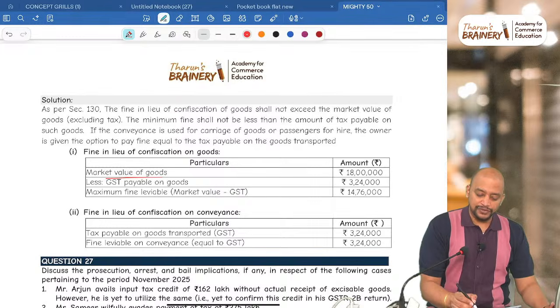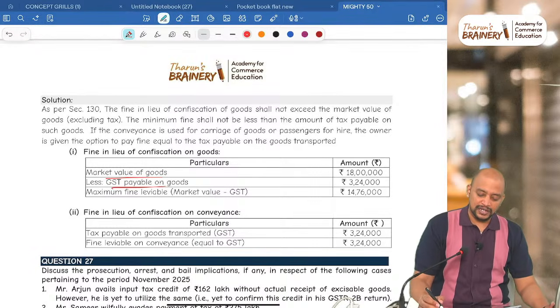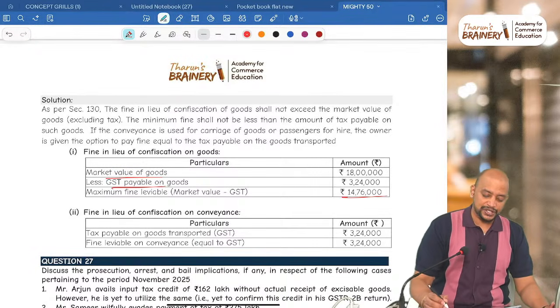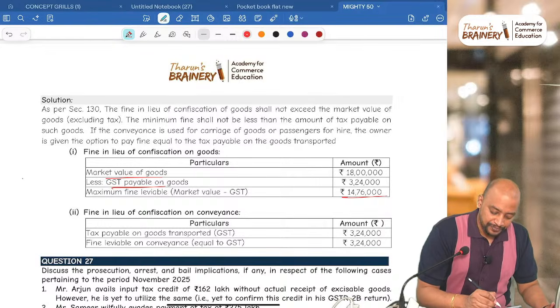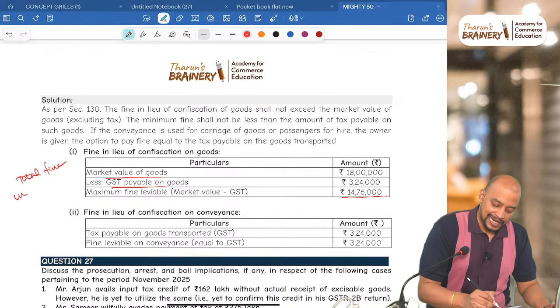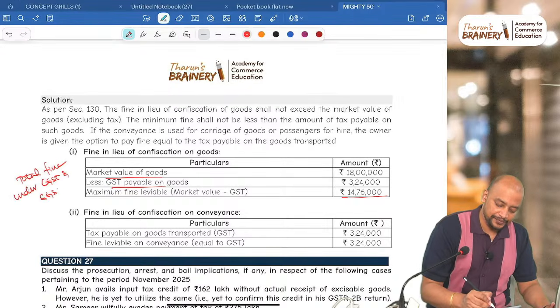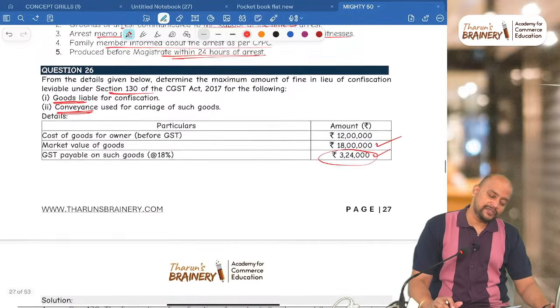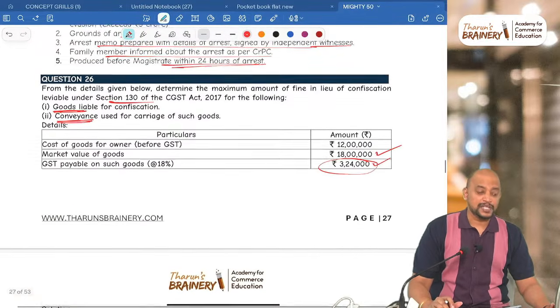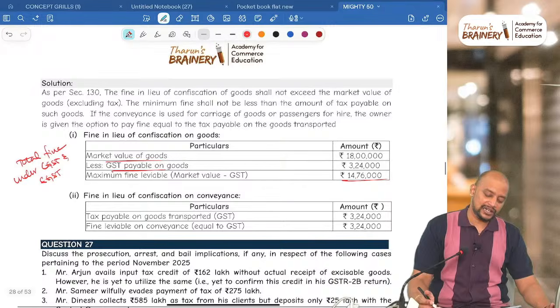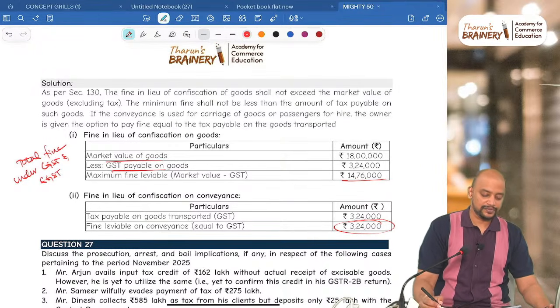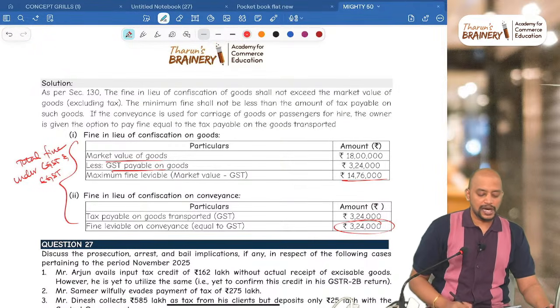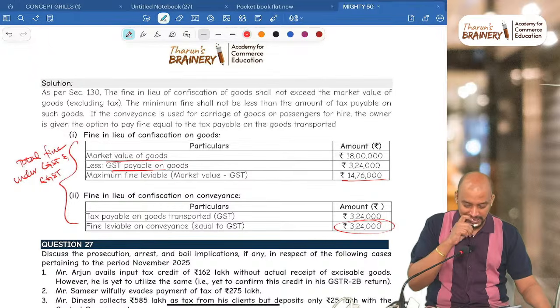So market value of the goods minus GST payable thereon, that will be 14,76,000. This is the total fine under CGST and SGST. Next, what is the fine for release of conveyance? Tax payable on the goods transported thereon, that is 3,24,000. So these two are the total fine under CGST and SGST.